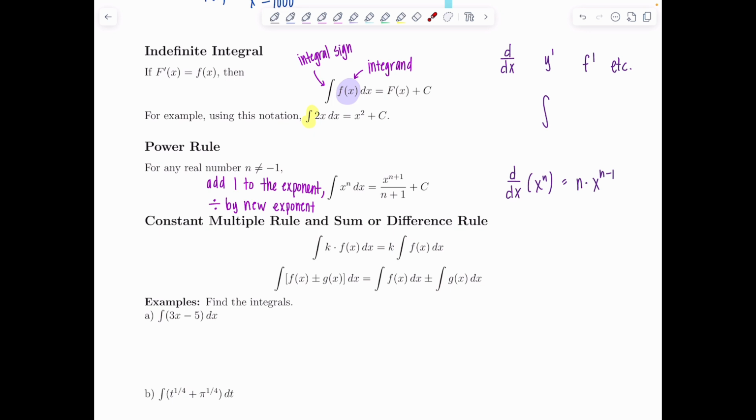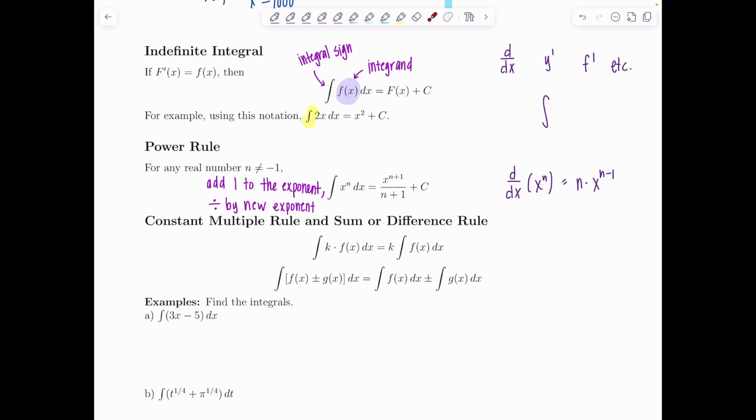You don't need me. And then similar to differentiation, if you have a constant times a function, you can just pull the constant outside the integral sign and find the antiderivative of the function. And then that constant comes along for the ride, okay? You can also distribute the integral sign across a sum or difference of functions here, okay? And that's pretty much all we're gonna talk about for now.